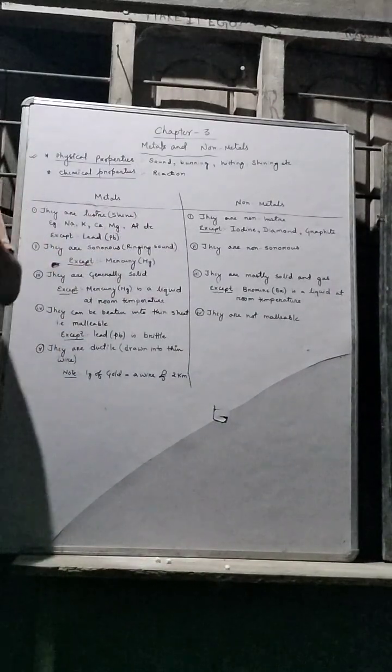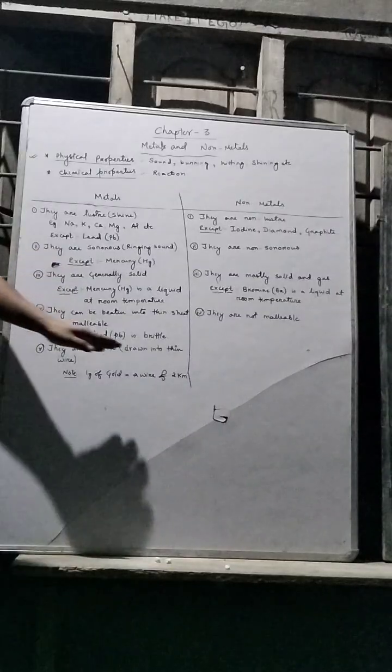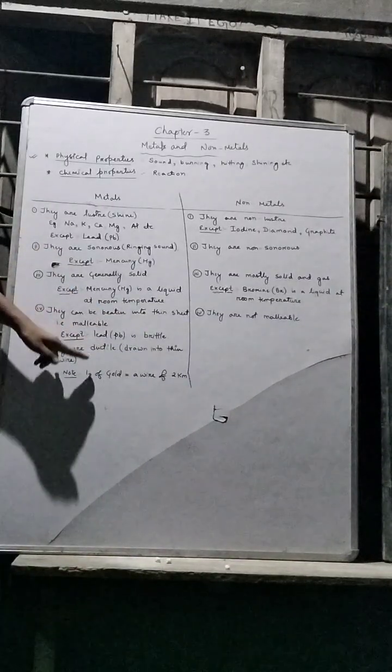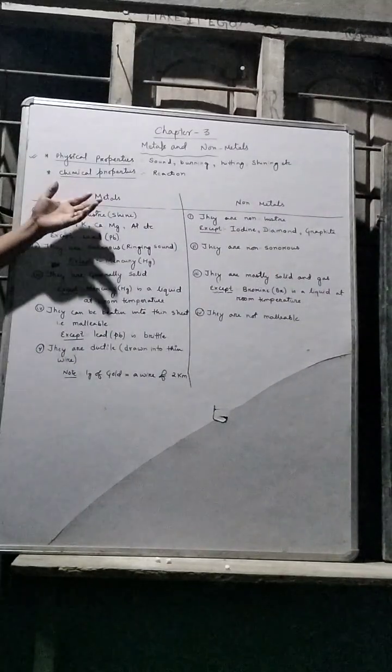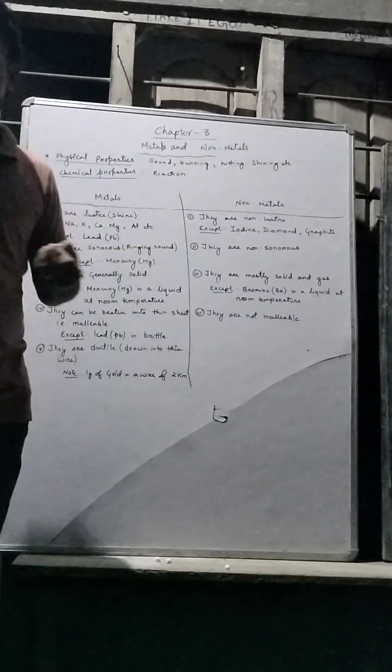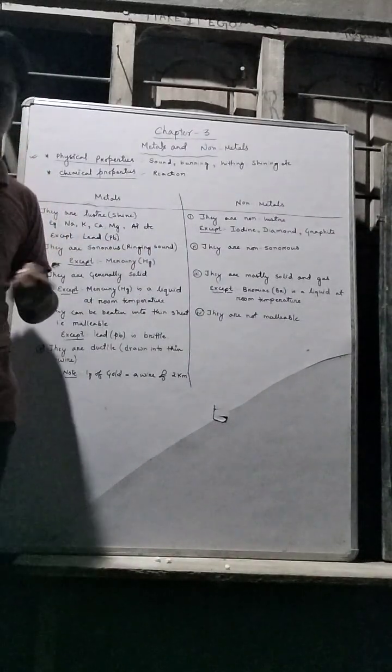Since gold has the property that it can be drawn into wires, and gold is a metal, it has luster also. That means it gives shine also. So therefore we use gold as jewelry. That is why we use gold as jewelry.